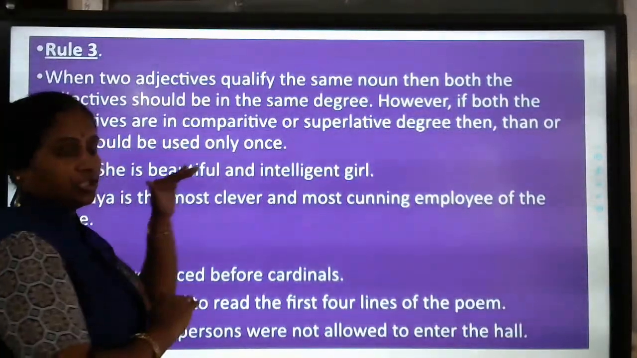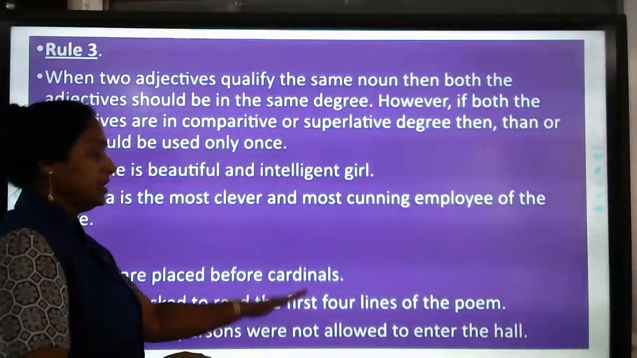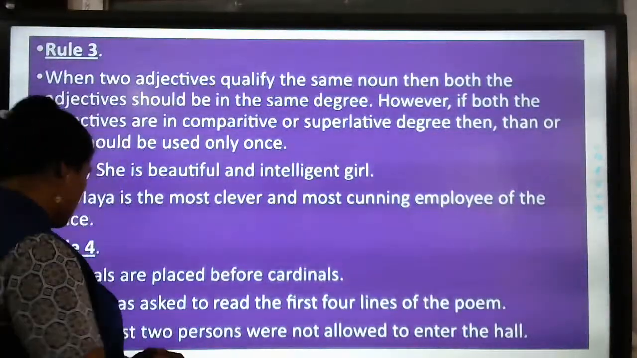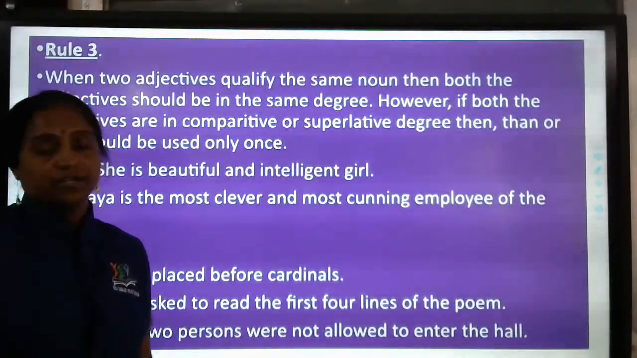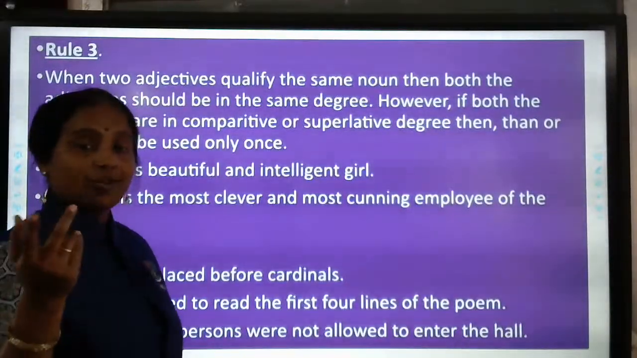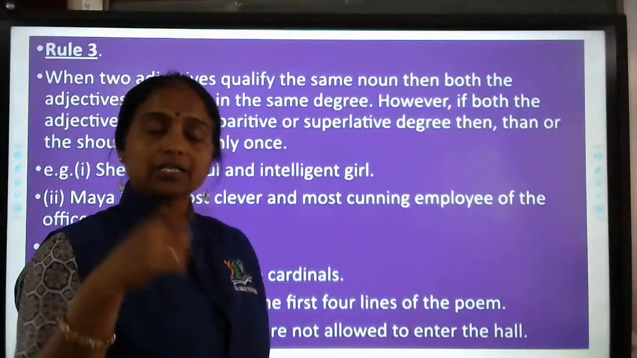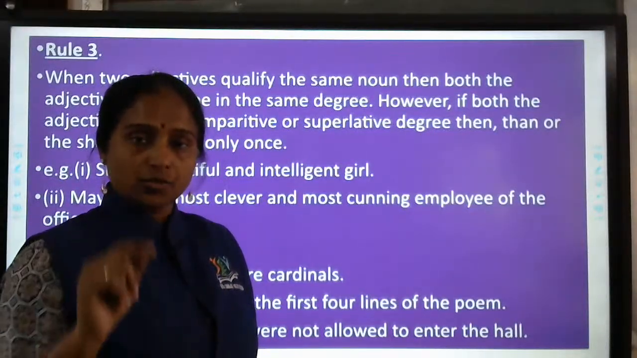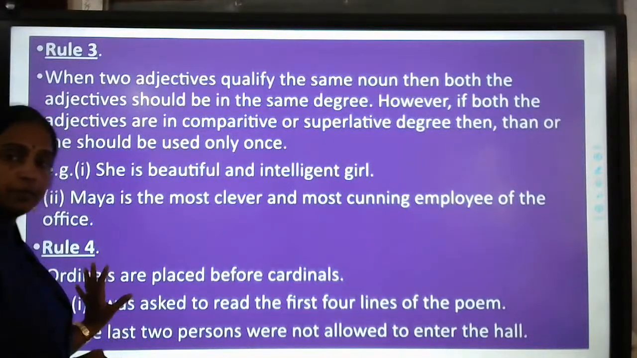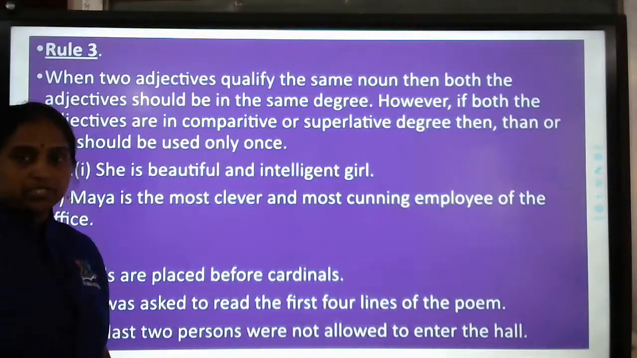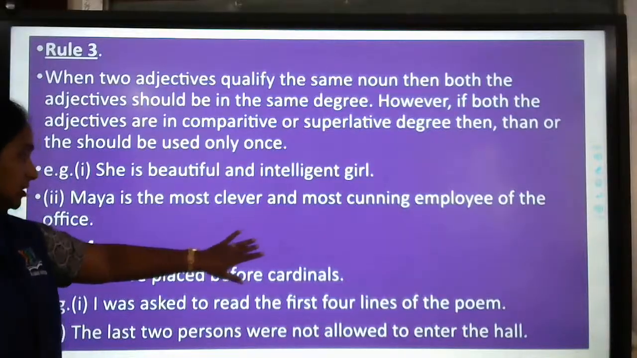So in the structure, the way we are arranging the sentence, the ordinal number should come first and then the cardinal number. See the other example. The last two persons were not allowed to enter the hall. So who is not allowed to enter the hall? Last two. Two last? No, that is a wrong formation. Last two. So this is how we must give place to the ordinal number first and then the cardinal number in the sentence, as these are adjectives.